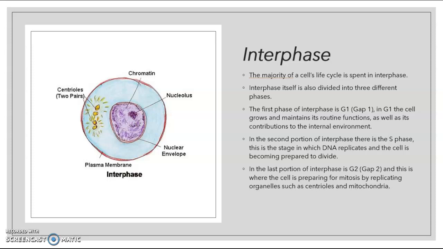In the second portion of interphase, there is the S phase. This is the stage in which DNA replicates and the cell is becoming prepared to divide. The last portion of interphase is G2 or gap 2, and this is where the cell is preparing for mitosis by replicating organelles such as centrioles and mitochondria.